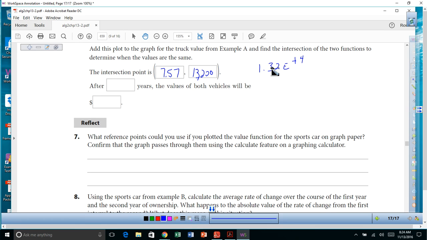So we're going to move that decimal over 4 places. 1, 2, 3, 4, so that just adds 2 zeros. So that makes it 13,200. So after 7.57 years, the value of both vehicles will be about 13,200. Okay.